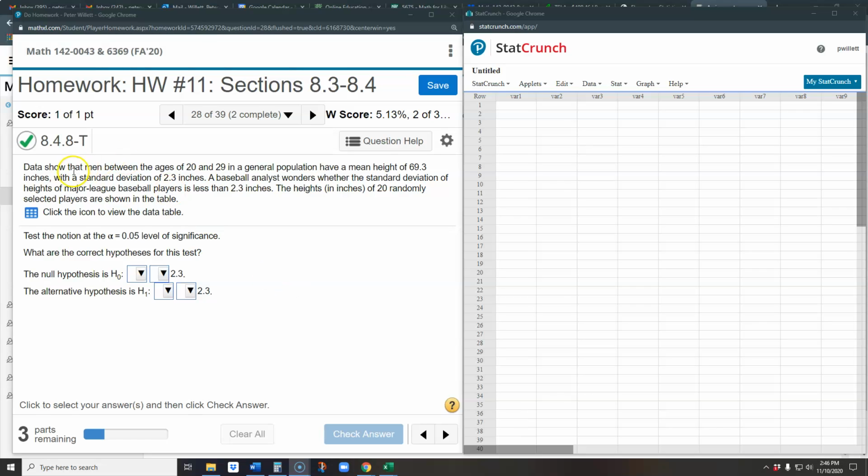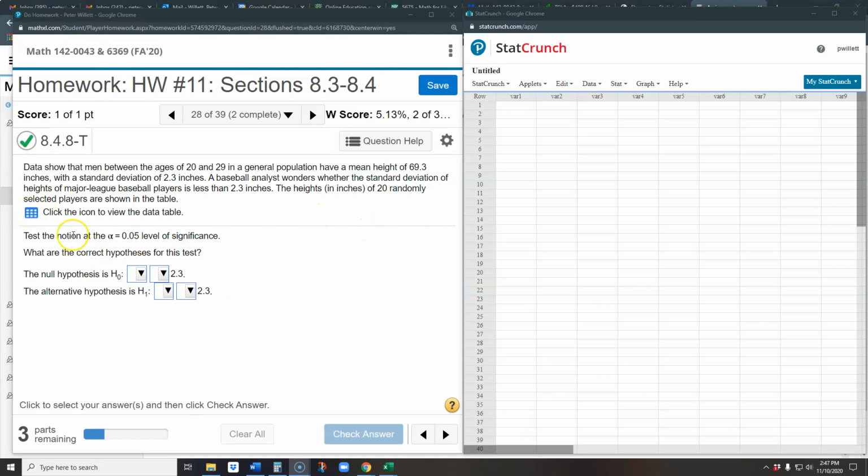So it says, data show that men between the ages of 20 and 29 in a general population have a mean height of 69.3 inches with a standard deviation of 2.3 inches. A baseball analyst wonders whether the standard deviation of heights of Major League Baseball players is less than 2.3 inches. The heights in inches of 20 randomly selected players are shown in the table, and then they have a link to a table here.